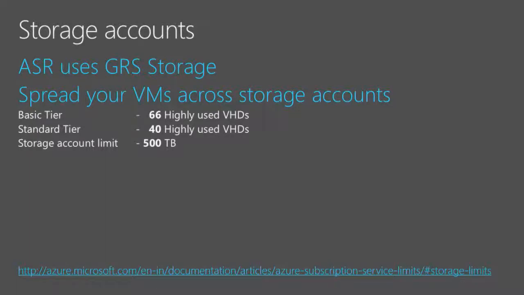We do recommend, there is a hyperlink at the bottom, prescriptive guidance from the storage team. We do recommend spreading your virtual machines across different storage accounts to ensure that your application keeps pace with the RPO, the recovery point objective you have. Plus, post failover, you will need IOPS. All that can be achieved if you have spread your virtual machines across storage accounts. Again, there is prescription that for a basic tier, you should put up to 66 highly used VHDs, and for a standard tier, go up to 40 highly used VHDs.